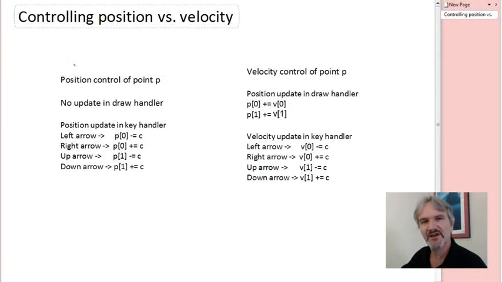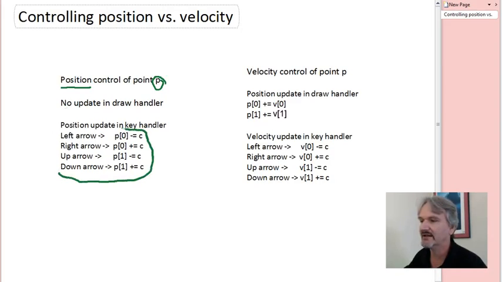All right, let's think about the code we just took a look at and see if we can improve the manner in which we move the ball around on the canvas. The critical thing here was that the ball had a center P. So we're going to control the position of that point P. This was a positional control scheme. There were some critical things that we noted. There was no update in the draw handler, so the only place that we modified things was inside the key handler.